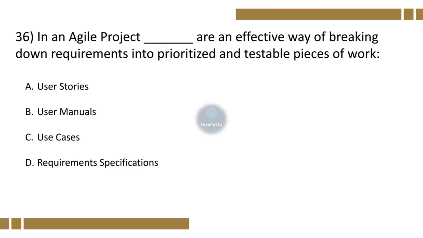Question 36. In an agile project, dash are an effective way of breaking down requirements into prioritized and testable pieces of work. Option A, user stories. Option B, user manuals. C, use cases. D, requirements specifications. And the correct option is A.